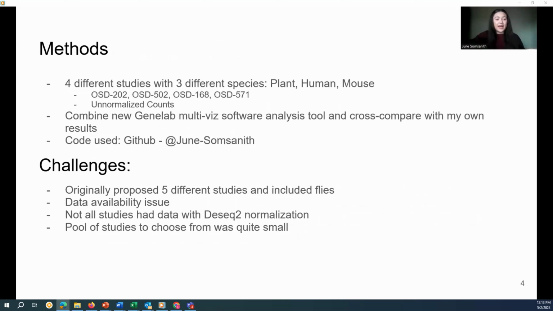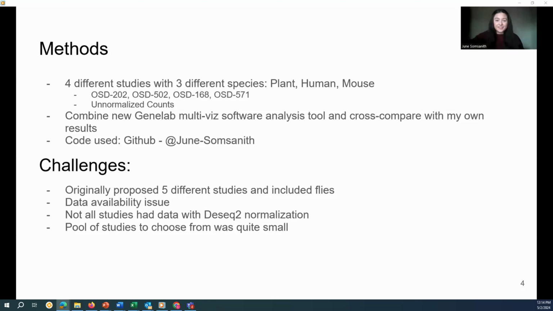For my methods, I utilized 4 different studies with 3 different species: plant, human, and mice. I listed the studies that I used, and I used unnormalized counts for these. I attempted to use the new GeneLab multi-visualization software to analyze and cross-compare with my own analysis. The code that I used for my own analysis is on my GitHub page if you're interested in that.